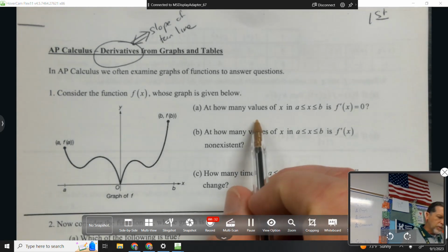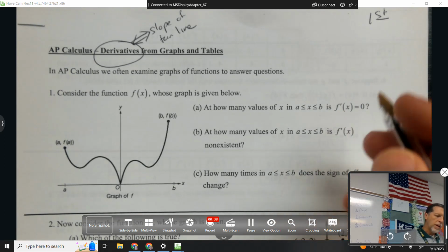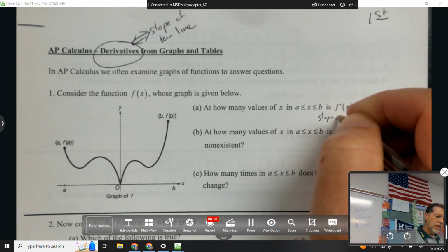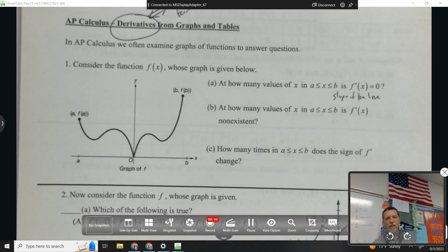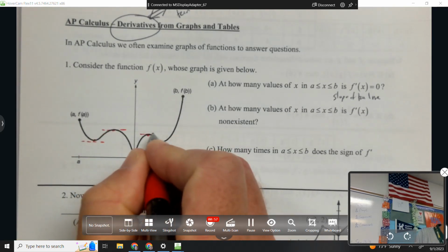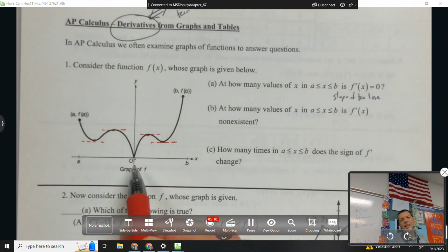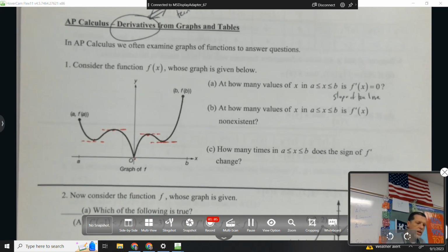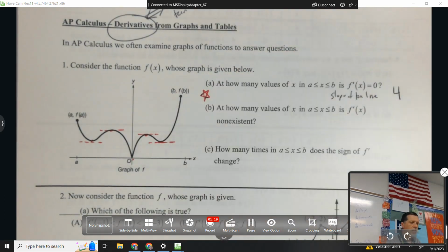At how many values between a and b is f prime equal to 0? F prime meaning slope of the tangent line. So how many places would have a tangent line slope of 0? 4. At all the maxes and mins. Well, actually I shouldn't say that because there's a min down there, but it doesn't even have a tangent line. So yes, 4 places have a tangent line whose slope is 0.